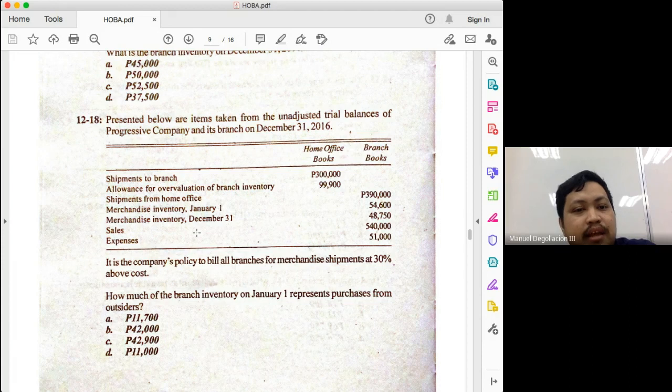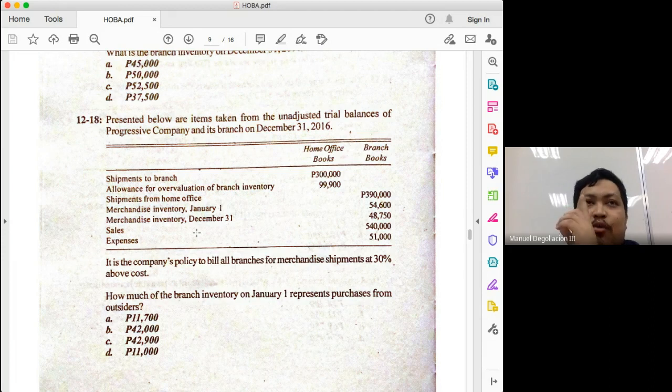I hope everyone sees the 99,900. What does it represent? It represents the allowance for overvaluation of the branch inventory. Okay, this is as of December 31, 2016. But the question now is, is this before or after adjusting and closing entries, class? Before, because you still have the other nominal accounts. If this was after closing entries, then we should not have any nominal accounts. We should not have any shipments to branch. We should not have any shipments from home office, sales, and expenses.